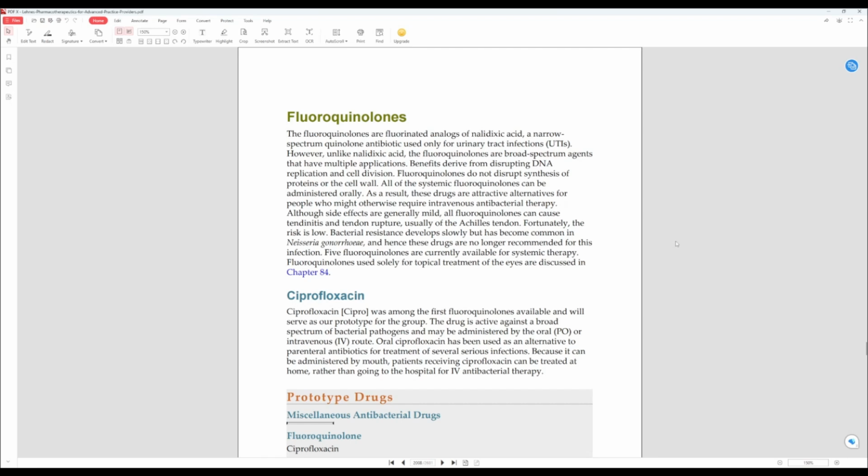Five fluoroquinolones are currently available for systemic therapy. Fluoroquinolones used solely for topical treatment of the eyes will be discussed in Chapter 84.